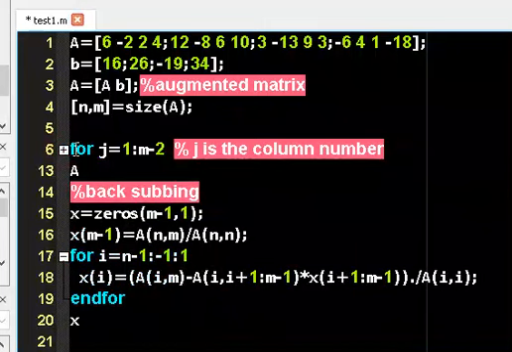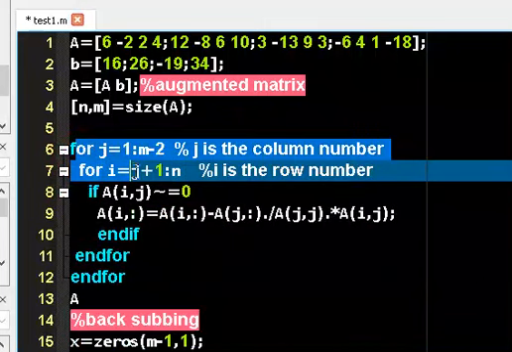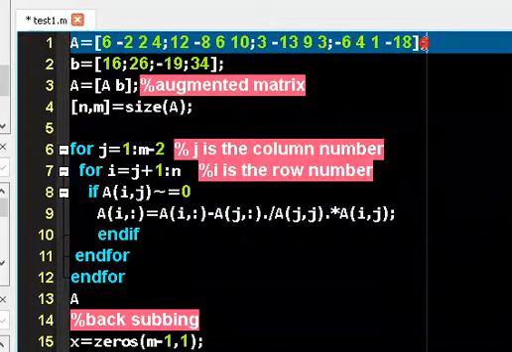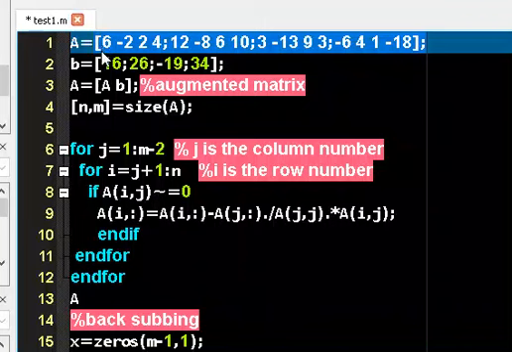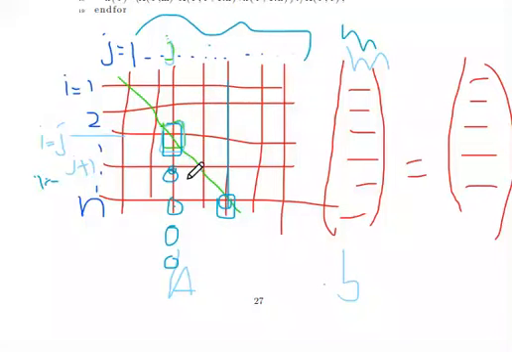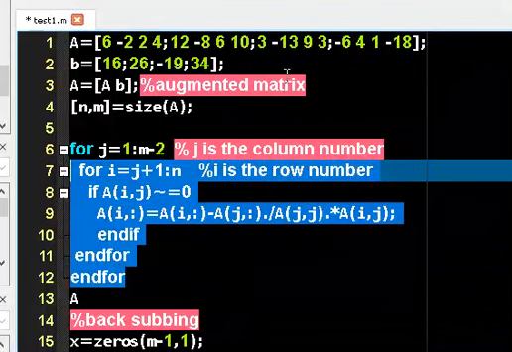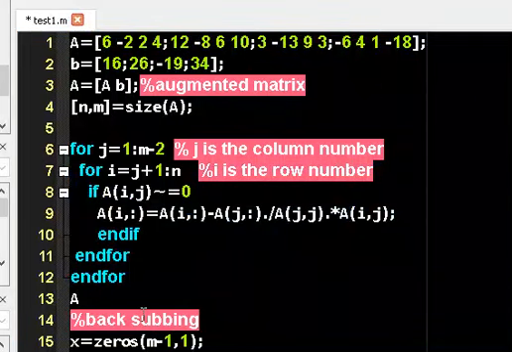So from this code, you make this matrix an upper triangular matrix. In other words, you remove all the elements under the main diagonal when you execute this code. Before discussing the back substitution part, let's run this code and see the output.